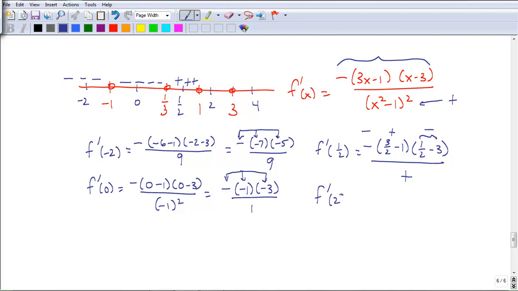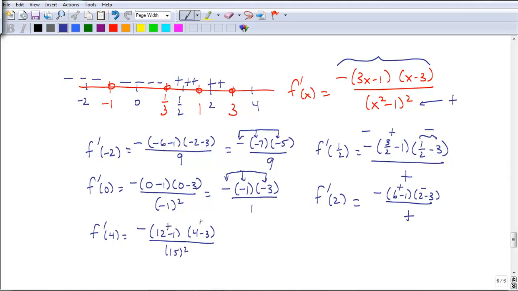I can plug 2 into my first derivative. The bottom will be a positive number. 6 minus 1 and 2 minus 3. 6 minus 1 is positive, 2 minus 3 is negative. Again, I'm going to have two negatives on top, which make a positive. And then I plug 4 into my first derivative. Negative, this is 12 minus 1, 4 minus 3, over 15 squared. This will be a positive, that'll be a positive, and there's a negative out front, so I get negative answers there. So I know where it's increasing and decreasing.